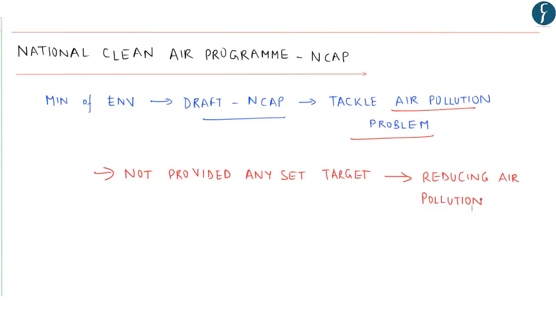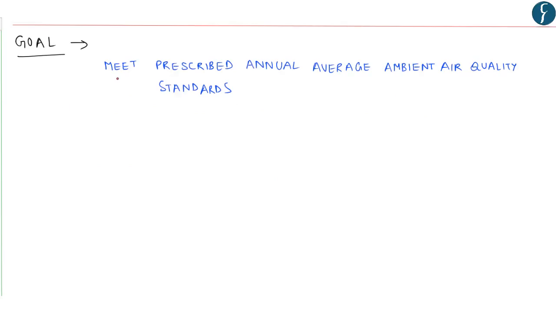So in this respect, let us understand about the goal, objectives, approach and important initiatives taken under this National Clean Air Program. The goal of this NCAP is to meet the prescribed annual average ambient air quality standards at all locations in the country in a stipulated time frame.